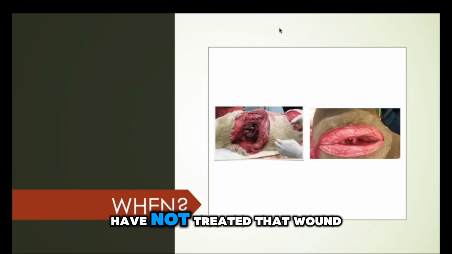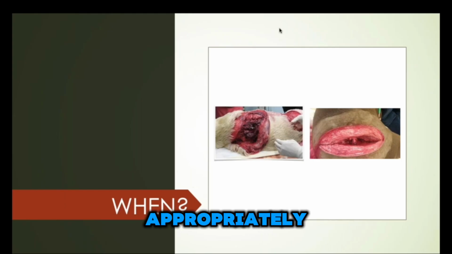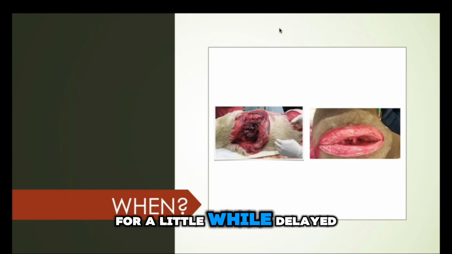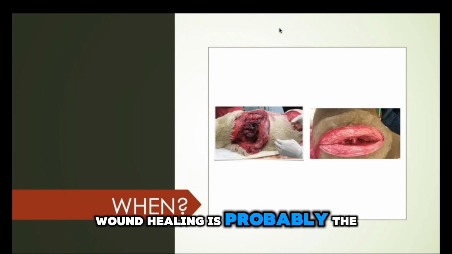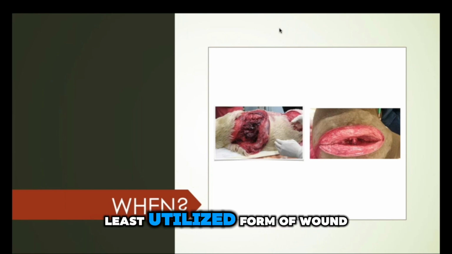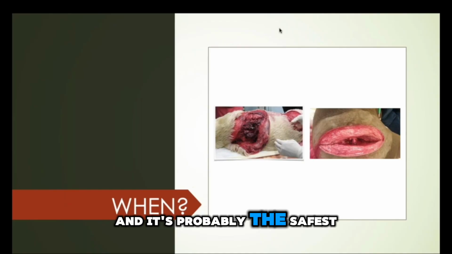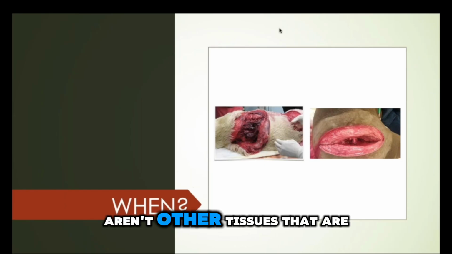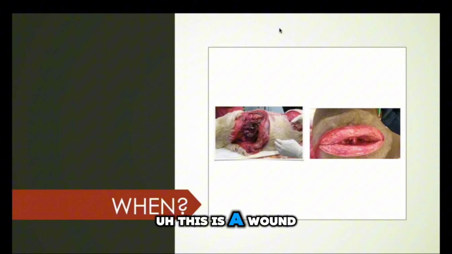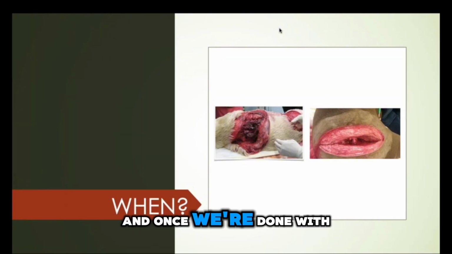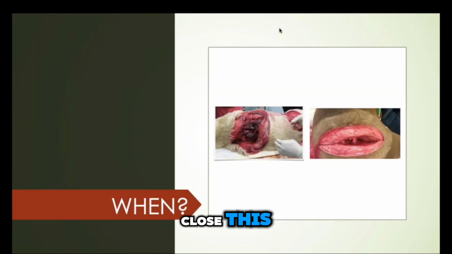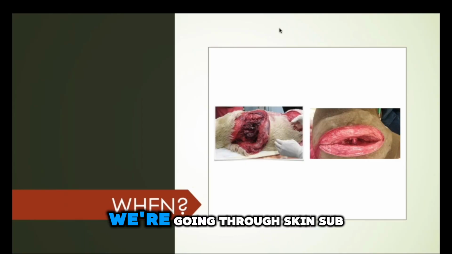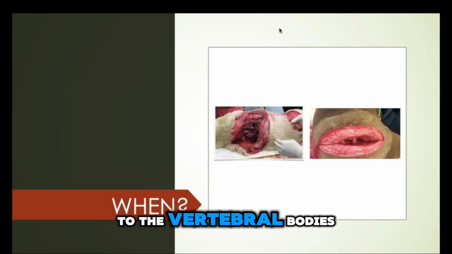And so if we have not treated that wound appropriately, maybe as an open wound for a little while, delayed primary wound healing is probably the least utilized form of wound healing, and it's probably the safest and maybe most efficient, where we manage a wound open for a day or two. Let's just make sure there aren't other tissues that are dying off before we go ahead and close this. This is a wound that needs some open wound management first. And once we're done with that, we can go ahead and close this. And there's a tremendous amount of dead space there. We're going through skin, sub-Q, muscle, we're all the way down to the vertebral bodies.